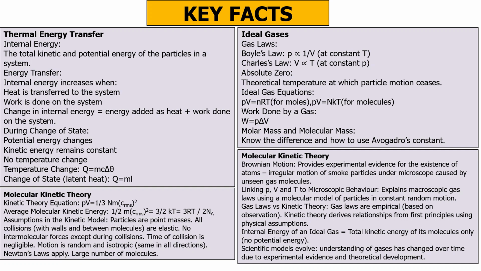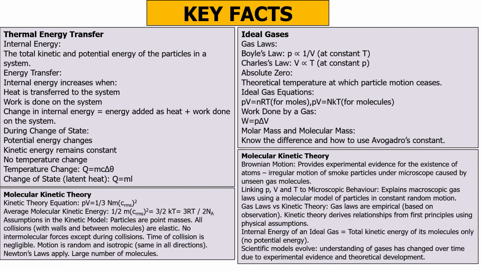Now for ideal gases, we know the gas laws are Boyle's law, which is where P is proportional to 1/V at constant temperature, and Charles's law, which is V is proportional to T at constant pressure. Absolute zero is a theoretical temperature at which particle motion will fully cease. Our ideal gas equations are pV = nRT for moles and pV = NkT for molecules. The work done by a gas is equal to the pressure times the change in volume. You must be aware of the molar mass and the molecular mass, and how to use Avogadro's constant.